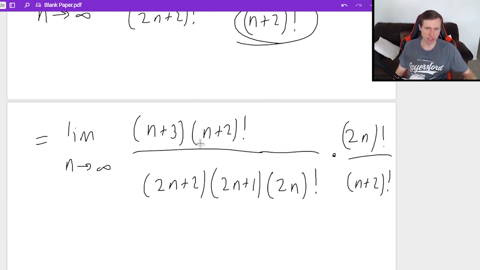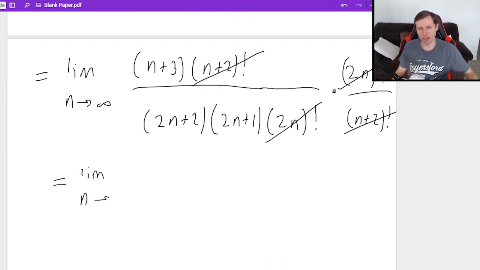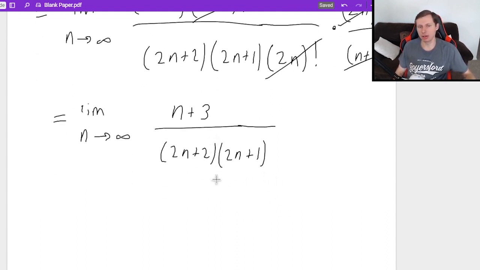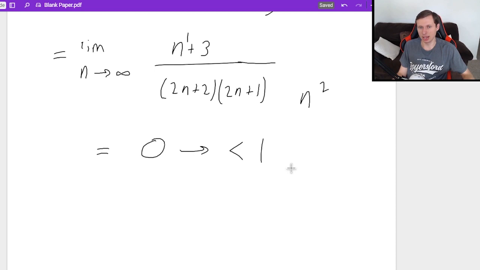Let's see what cancels. Looks like the n plus 2 factorial cancels with that one, and the 2n factorial cancels with that one. I am left with the limit as n goes to infinity of numerator n plus 3, denominator 2n plus 2 times 2n plus 1. You can FOIL that if you want to. However, I know the denominator is going to have the leading power of n squared, and the numerator is just n to the first. So due to my limits at infinity, degree of the denominator is higher. So I would say that this answer is definitely going to be 0, which means that's less than 1, and it converges. The series converges.